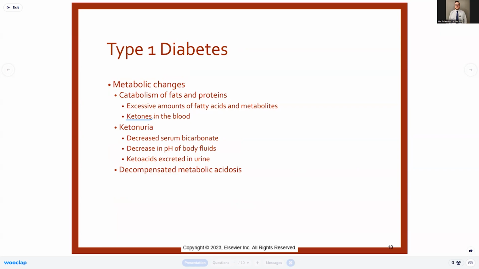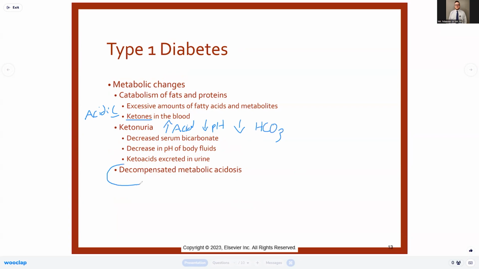When you hear ketones, you think acidity. Ketones are a byproduct of having so much sugar that our body has to utilize other things for energy. It can't use all that sugar, and so it utilizes breakdown of fat and proteins, and that produces ketones, which are acidic components. And that causes ketonuria, ketones in the urine, which is going to raise acid level, decrease pH, decrease bicarb, HCO3, because we got too much acid.